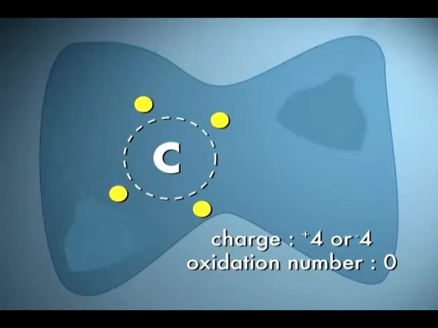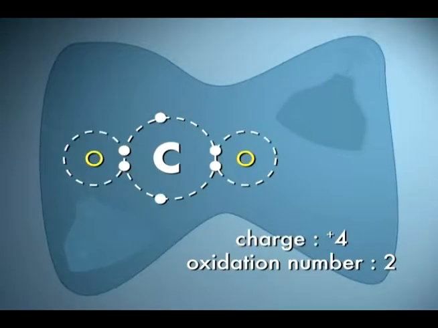Since carbon has 4 valence electrons and spaces for 4 more of them, it can have a charge of either positive 4 or negative 4. When it bonds with 2 oxygens to make carbon dioxide, the oxygens hog the 2 bonding electrons because they're more electronegative. That means carbon has a charge of +4, but its oxidation number went from 0 to +2 because it lost 2 electrons, or it would if those bonds were ionic.